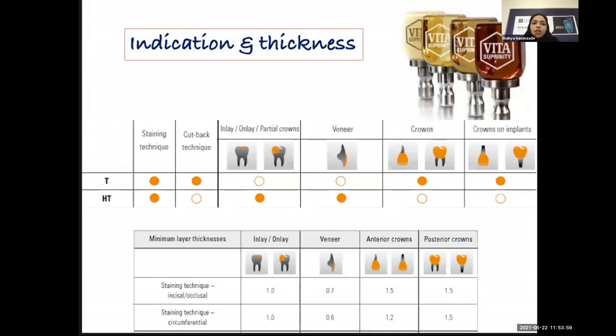About the indication and the recommended thickness for ZLS material, the ZLS material can be used with both cutback or staining technique, and they are recommended for inlays, onlays, partial crowns, veneers, crowns, and implant supported crowns. And the recommended minimum thickness for the anterior and posterior crown with the staining technique is 1.5 millimeter.